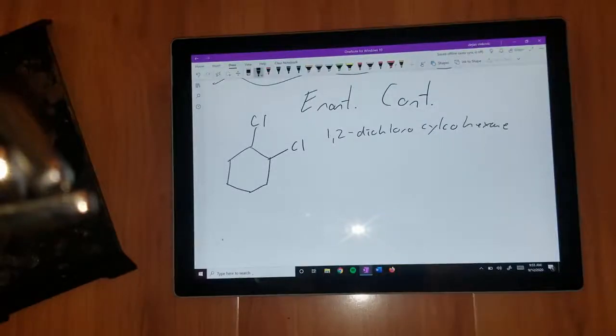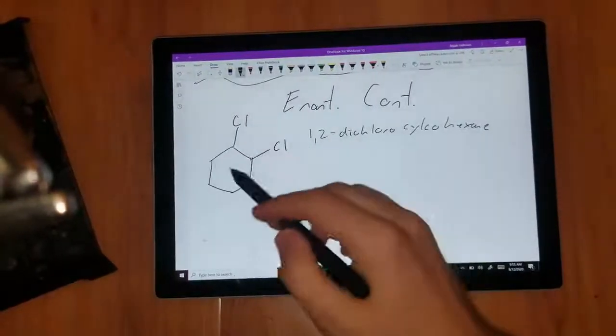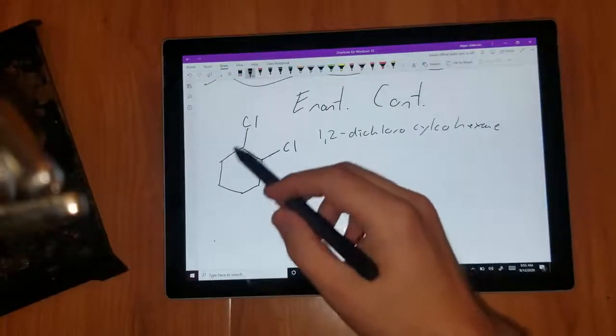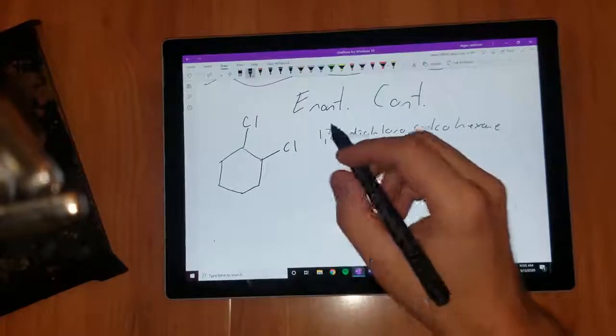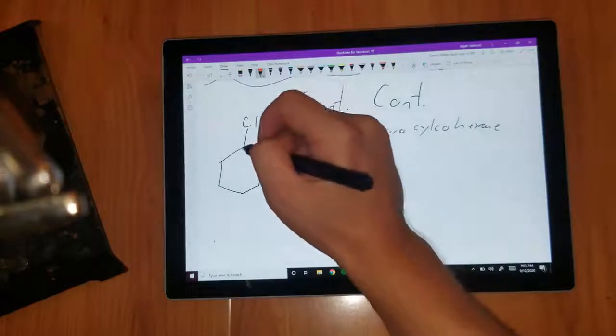All right, let's continue our look into stereoisomers, and then let's take a look at an interesting case of 1,2-dichlorocyclohexane. I have the skeletal structure drawn right here. The first thing that we want to realize is that these are indeed stereocenters. Let me show you this.